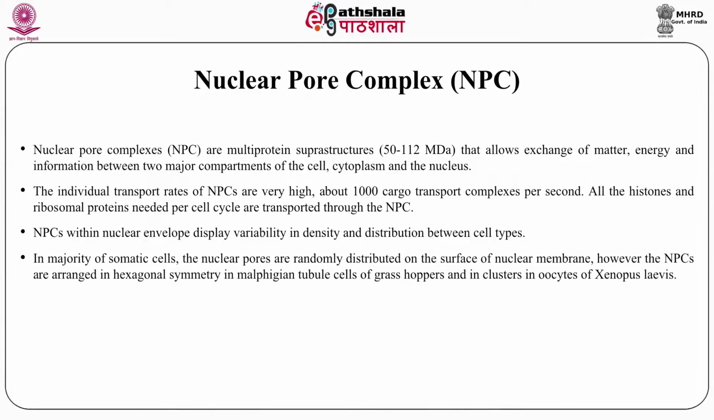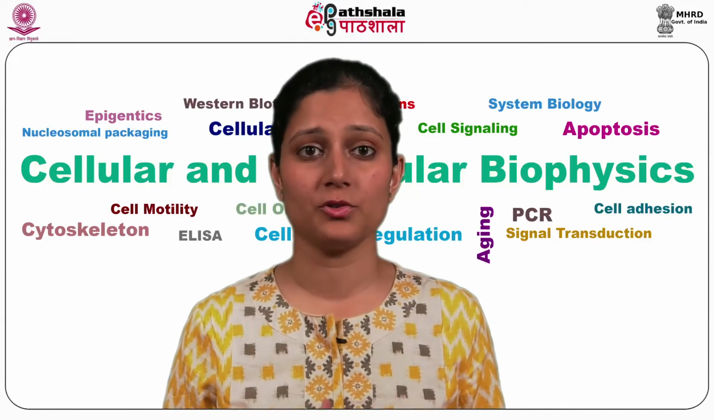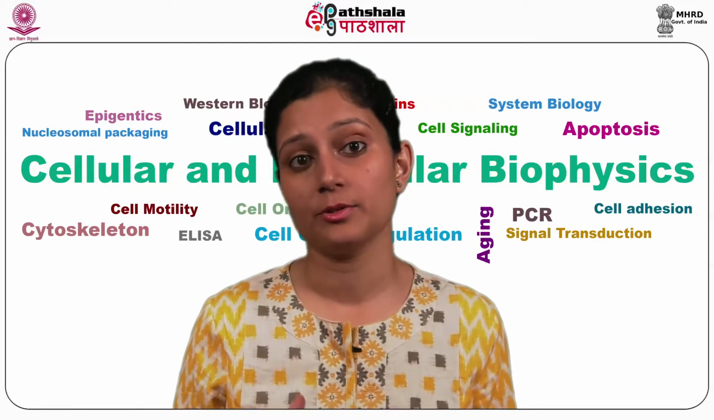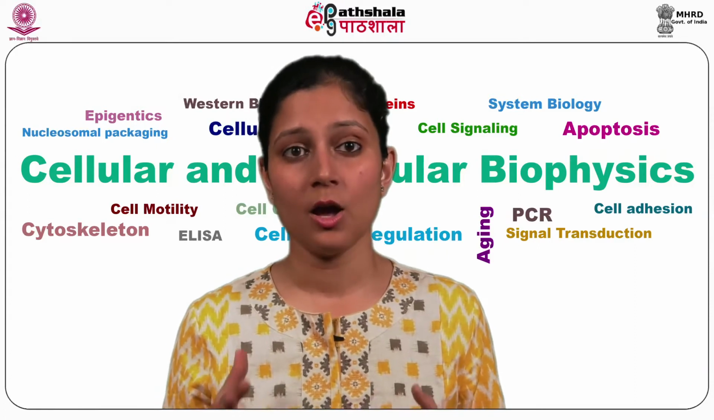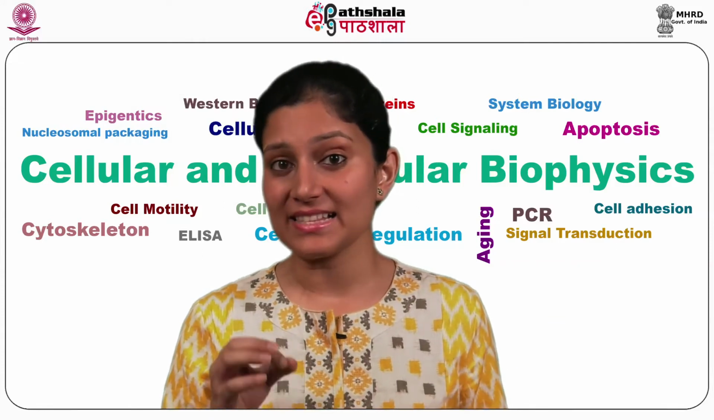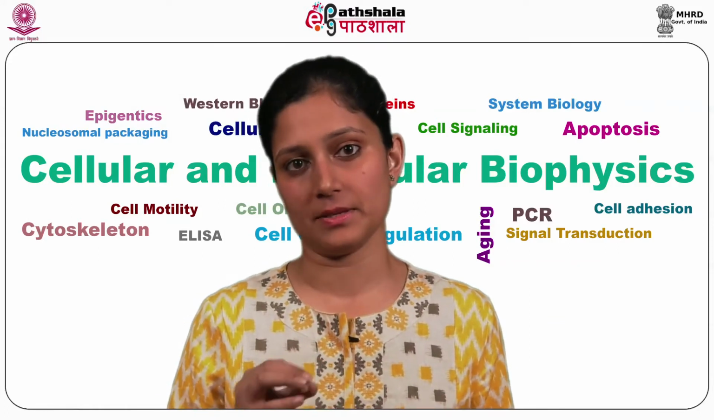Nucleopore complexes, also called NPC, are multi-protein suprastructures with sizes of 50 to 112 megadaltons that allow exchange of matter, energy and information between two major compartments of the cell, the cytoplasm and the nucleus. The individual transport rates of NPCs are very high, about 1000 cargo transport complexes per second. All the histones and ribosomal proteins needed per cell cycle are transported through the NPC.